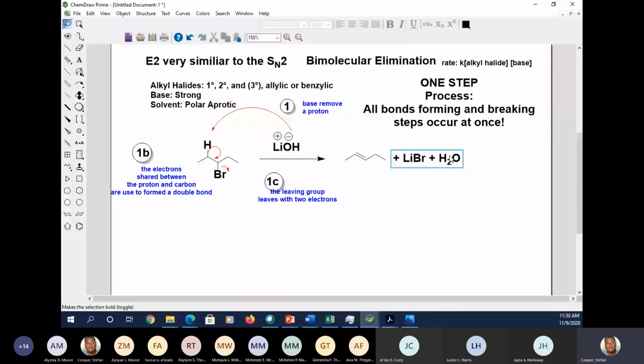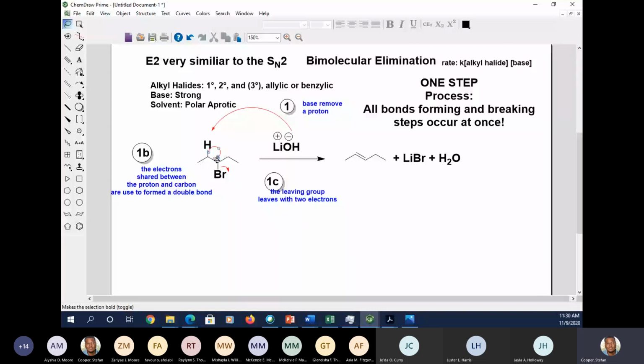Right? OH, and it gets another H. That's going to be H2O, right? Those two electrons are going to grab the proton, but the two electrons that were in this bond did not leave. Instead, they're going to collapse down to form a double bond, right?